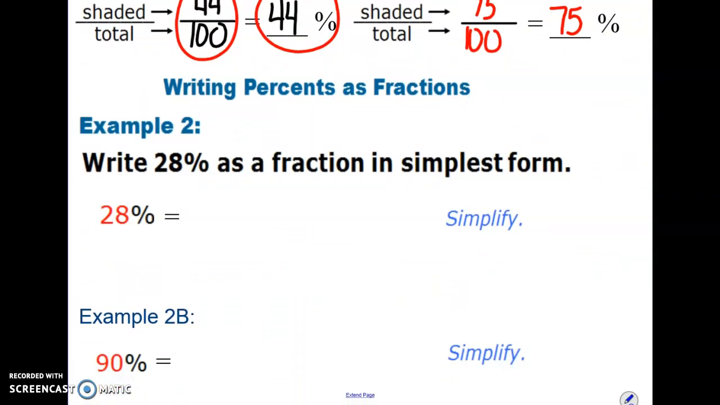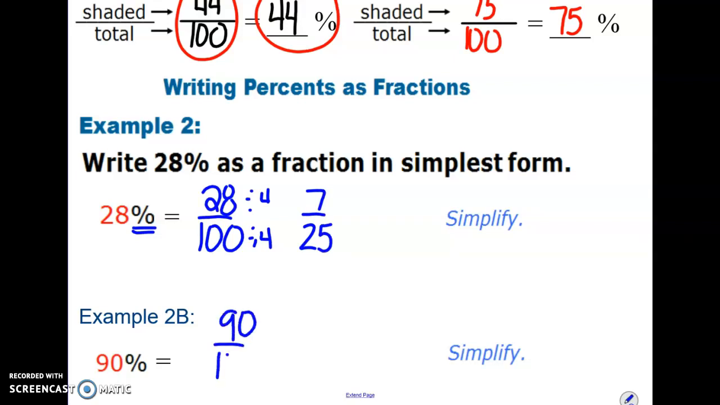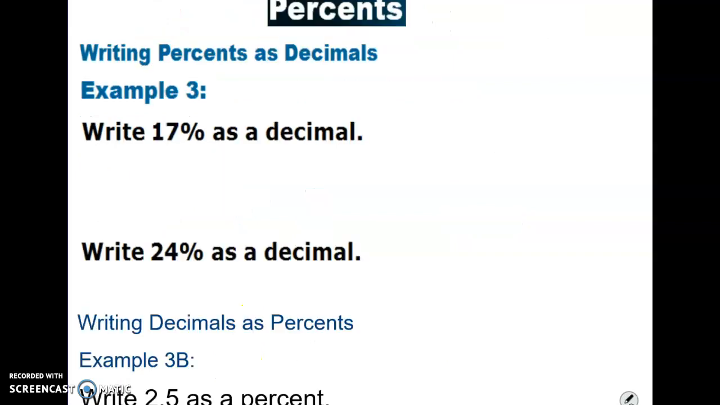Okay, if we're going to do the reverse now, we're going to be given a percent, and we're going to write it as a fraction in lowest terms. So once again, we said percent means out of 100, so 28% means 28 out of 100. Looking at common factors, I can divide both of these by 4, and I would get 7 twenty-fifths as my fraction in lowest terms. With 90%, 90% means 90 out of 100. I'm noticing with these two numbers, they both end in a 0, which means I can divide them both by 10. And dividing them both by 10 is going to give me 9/10.